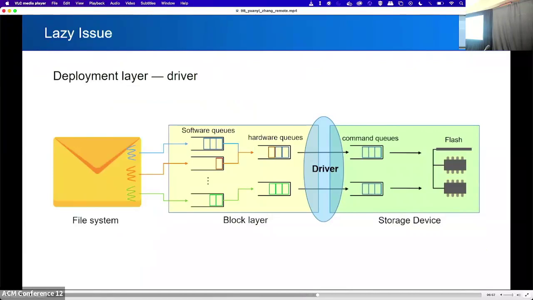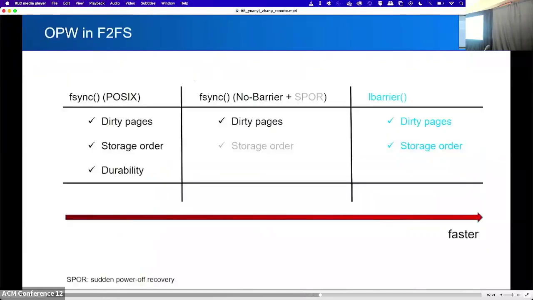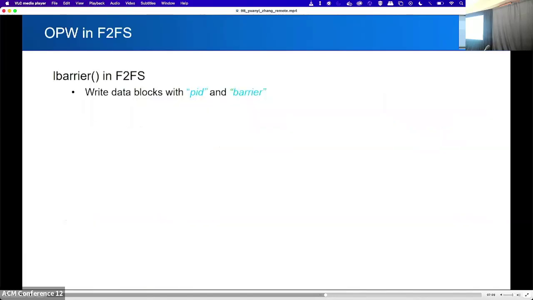This is deployed in the driver. You can read our paper to get the reasons. The second issue is to support OPW in F2FS. For this purpose, we introduce add barrier. We add two fields, PID and add barrier, in IO request.